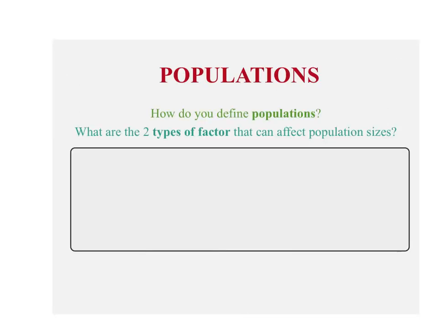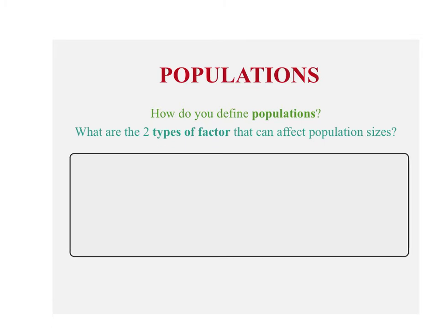In your notes for me, have a go at defining the word population, and what are the two different types of factor that can affect population size. Now you can think about this, you can make some notes and pause and shut me up for a second, or we can just get straight into it.